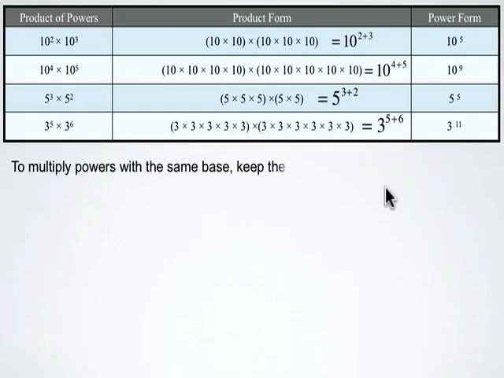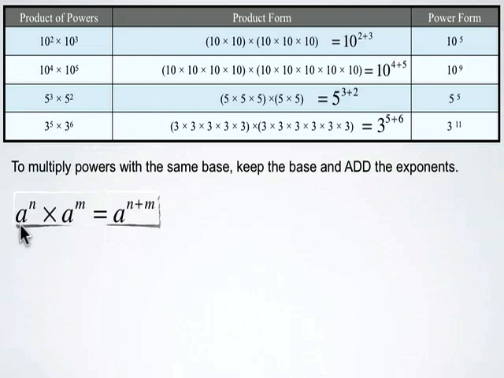So we can summarize this in a rule for multiplying powers. If you are multiplying powers with the same base, 10 and 10, 10 and 10, 5 and 5, 3 and 3, it's an important thing to notice if your bases are the same. And if they are the same, keep it the same and simply add the exponents. So in general, we say a to the n times a to the m is the same as a to the n plus m. The two exponents are added together and the base remains the same. And we like to use a here to keep it general. It doesn't matter what number it is.